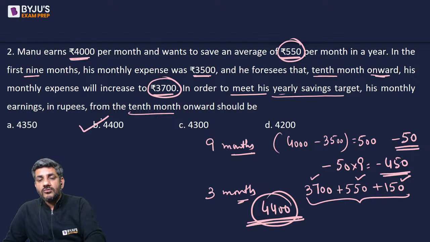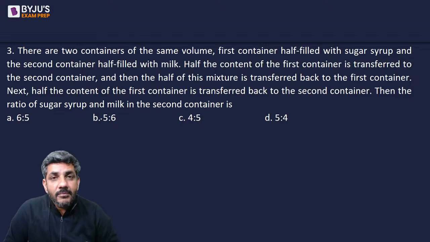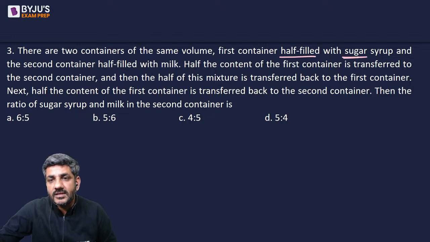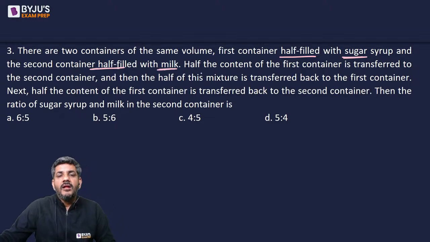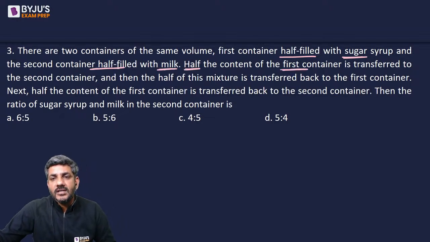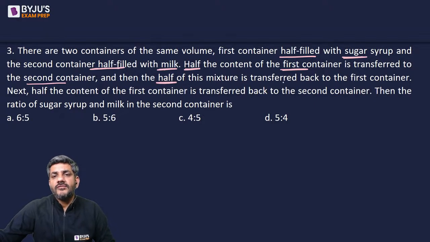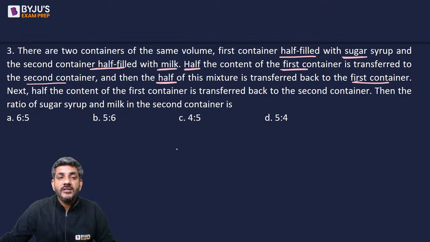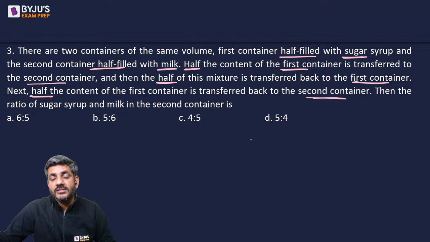I'll move ahead now to the third one on your screen. It's here now. Let's have a look. There are two containers of the same volume. First container is half filled with sugar syrup, and the second container is half filled with milk. Half the contents of the first container is transferred to the second container, and then half the contents of this mixture are transferred back to the first container. Next, half the content of this first container is transferred back to the second. Then the ratio of sugar and milk in the second container.